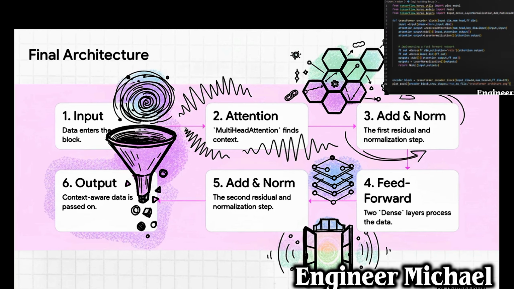And here's what that data flow looks like from start to finish. Data comes in at the top. It goes straight into the multi-head attention layer, gets its first add and norm. Then, that context-rich output gets fed into the feed-forward network, gets its second add and norm, and finally, a fully context-aware output comes out the other end ready for the next block.